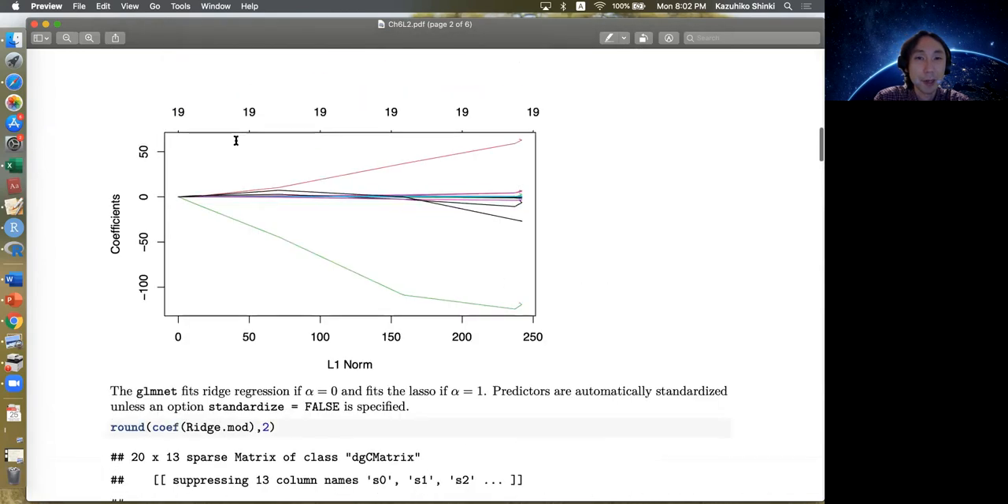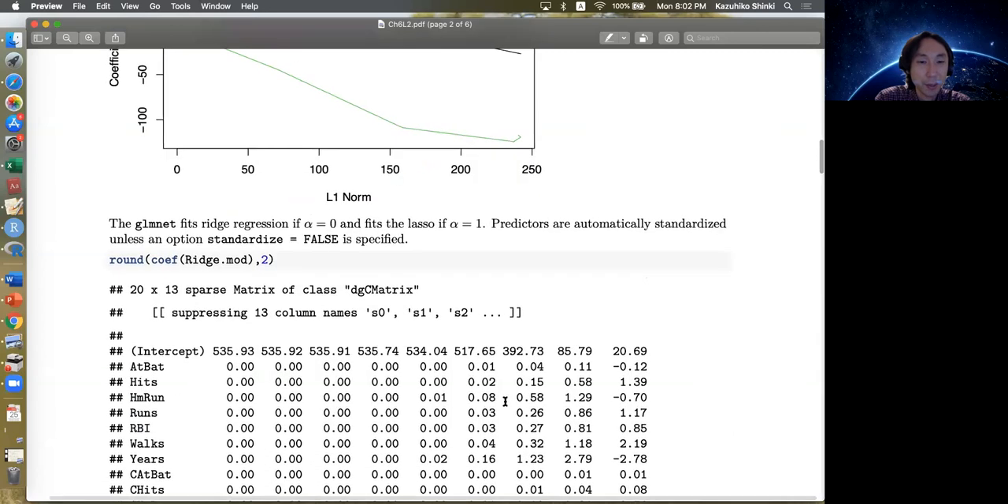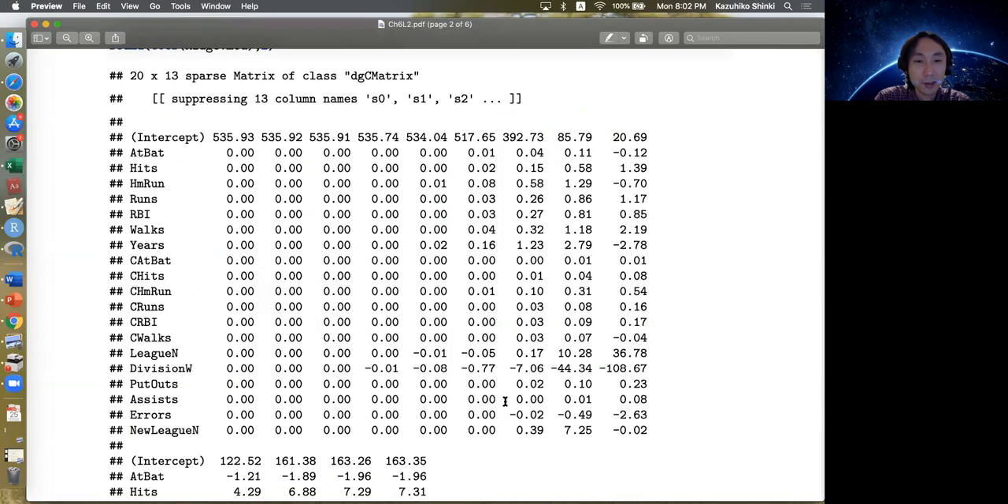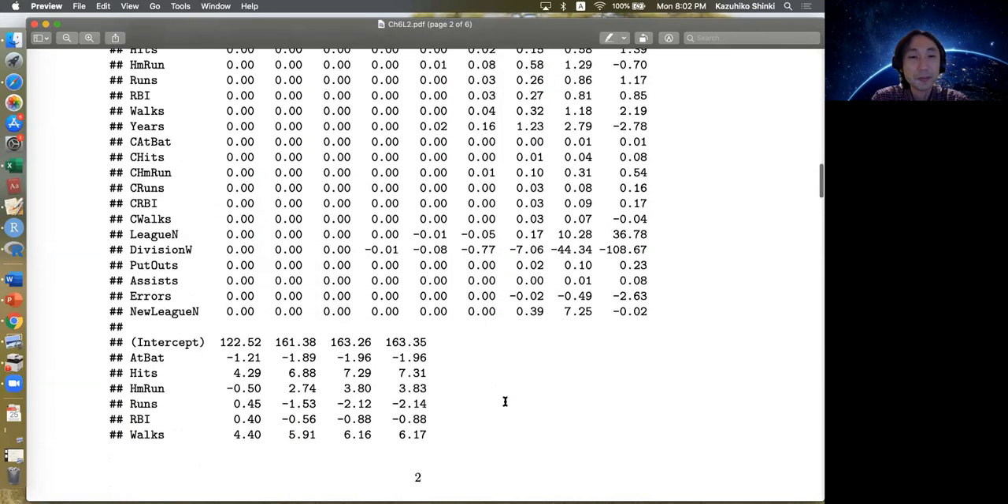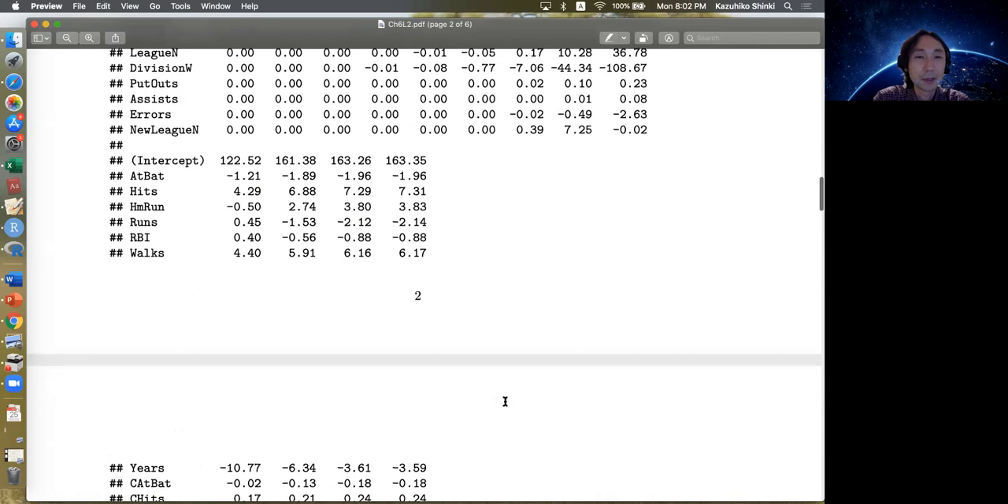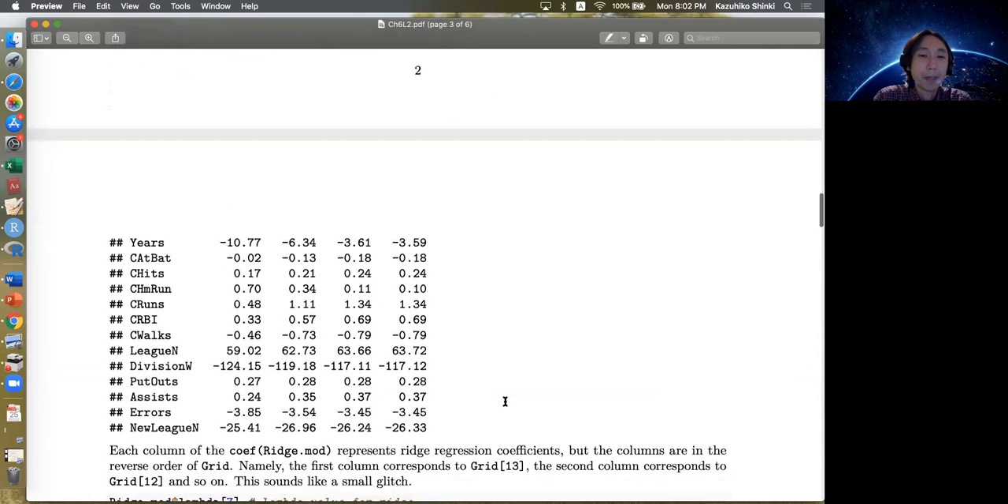So then this summarizes the result. Probably this green line corresponds to the coefficient of the division W. Division W, I don't know, some Western League or I don't know.